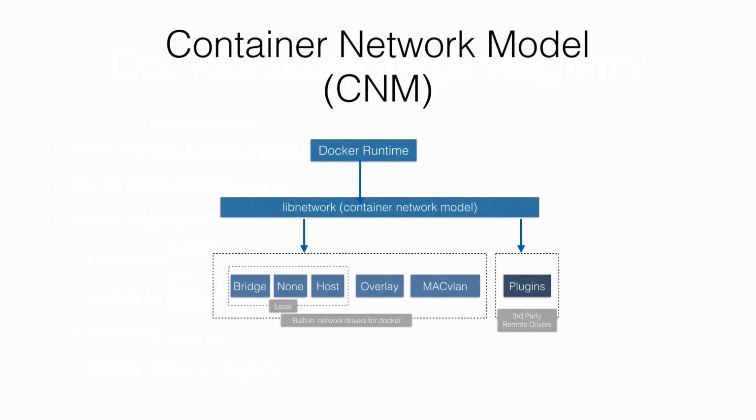Docker follows the container network model for container networking. Docker has several default built-in driver types like bridge, none, host, overlay, and MACVLAN, out of which bridge, none, and host have the local scope. Docker also has a plugin architecture for networking, by which we can extend networking with some third-party drivers.